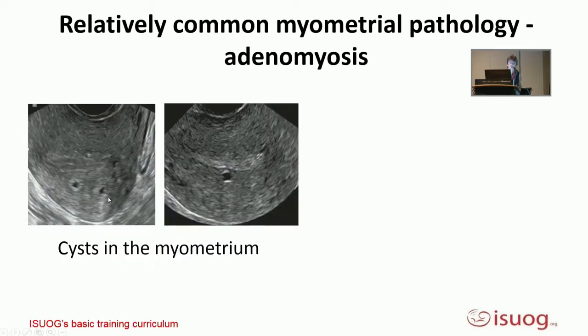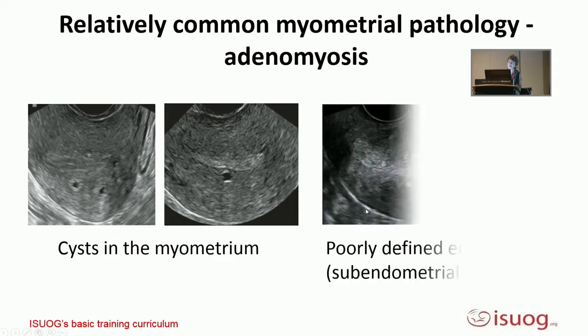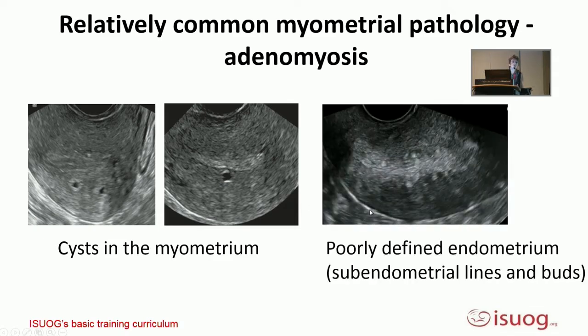Cyst in the myometrium is a very specific sign of adenomyosis, and this image here illustrates poorly defined endometrium. You can really see the endometrium growing into the myometrium here.